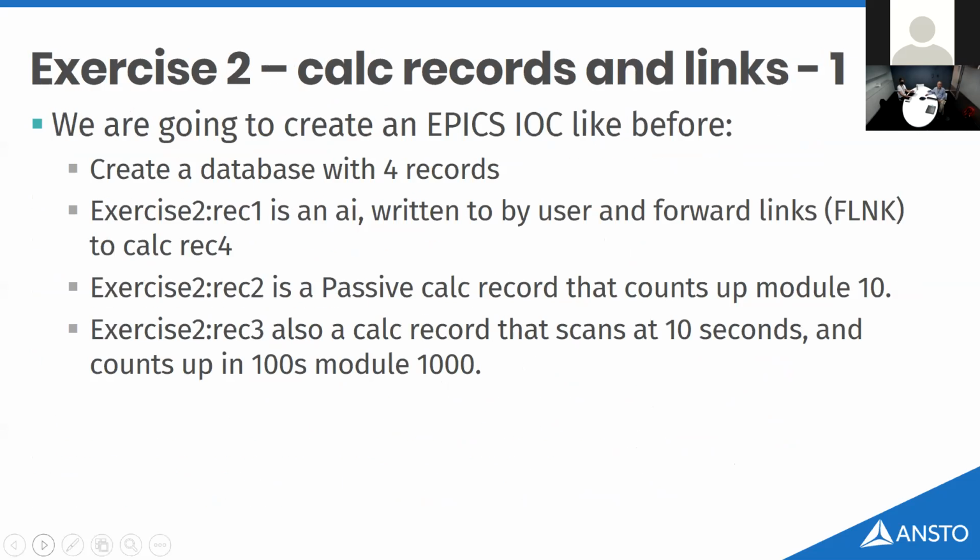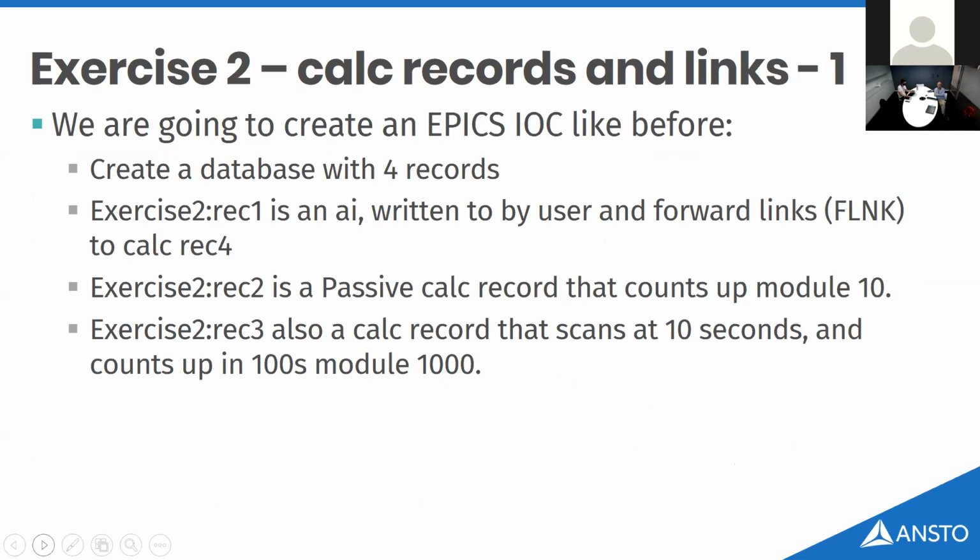So exercise 2. So basically, we're going to create four records. One will be an analog input record that we're going to write to kick things off, because when we write to that, it'll also process. Oh, maybe that should be an analog out. My bad. We'll see how it goes.